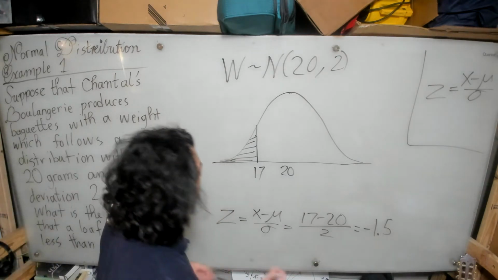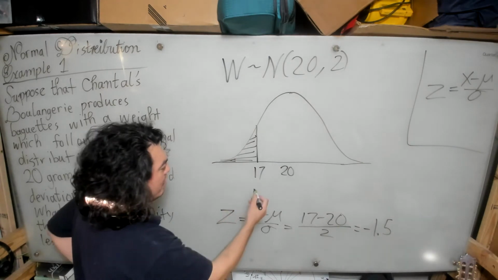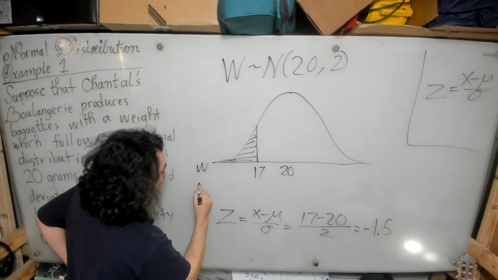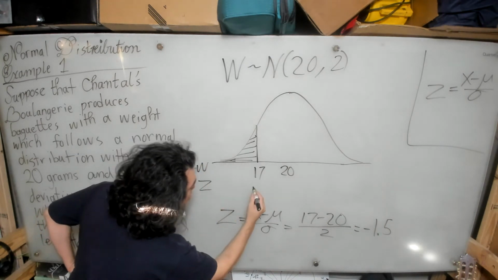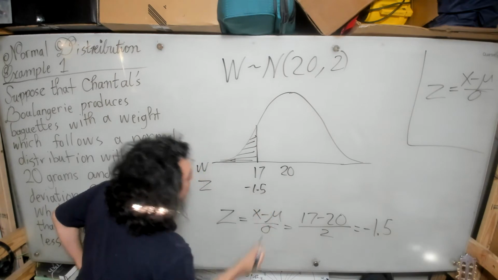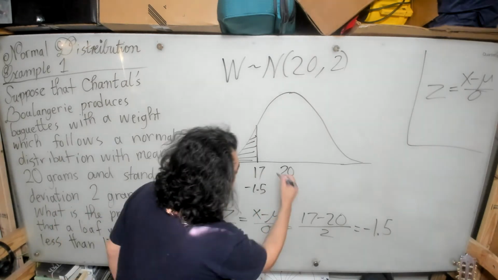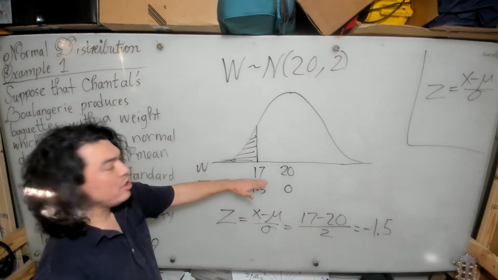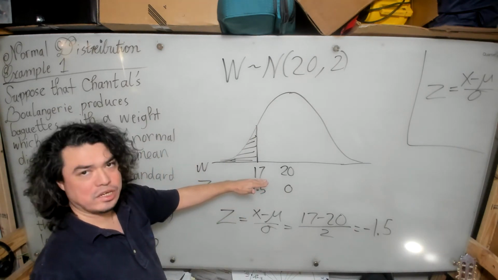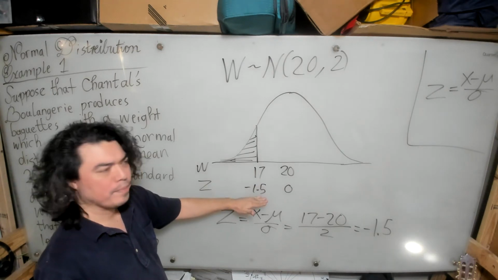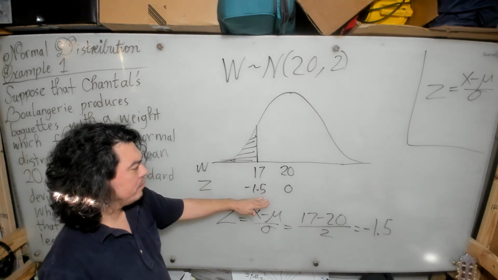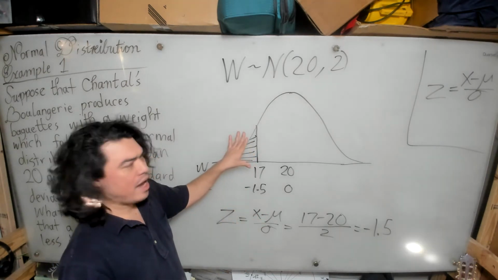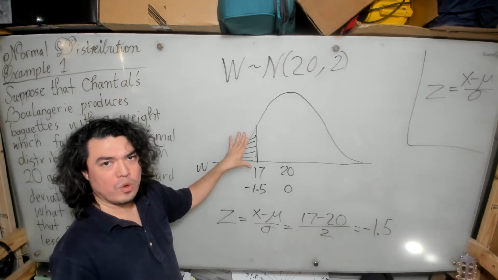So what we can see is that underneath the line here, I've put the values for W. But for Z, the Z score here would be negative 1.5. And of course, if I were to take the Z score of 20, that would be 0. So the corresponding value of 17 in the standard normal would be negative 1.5.